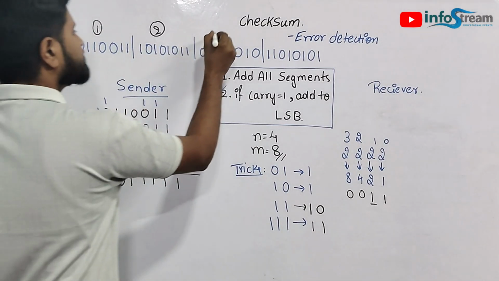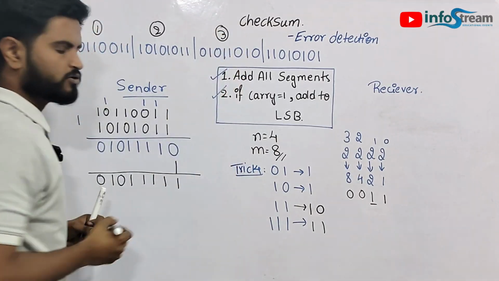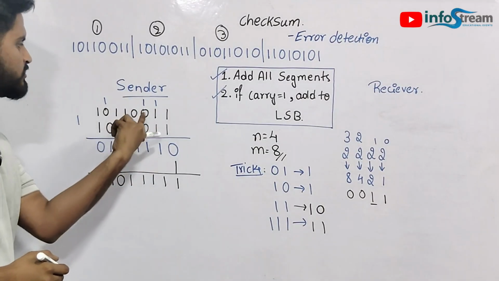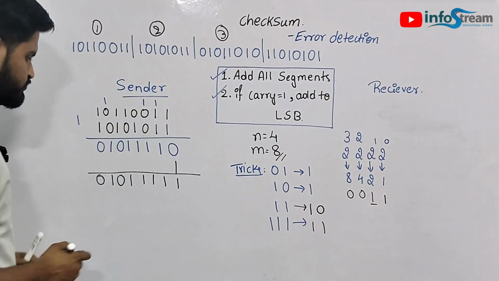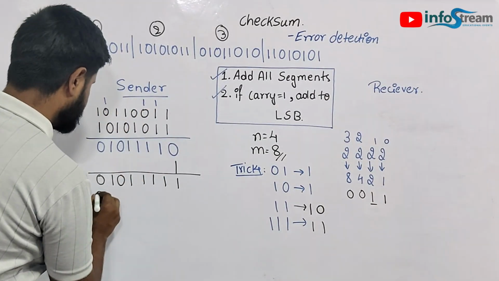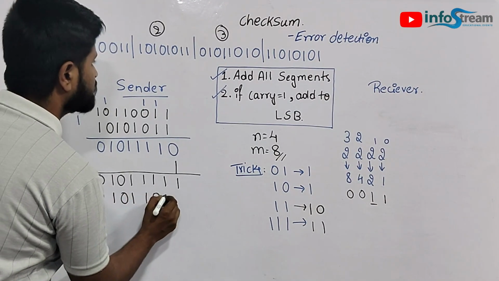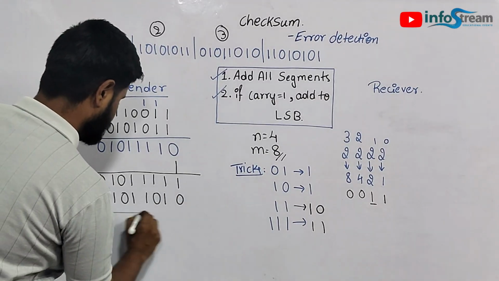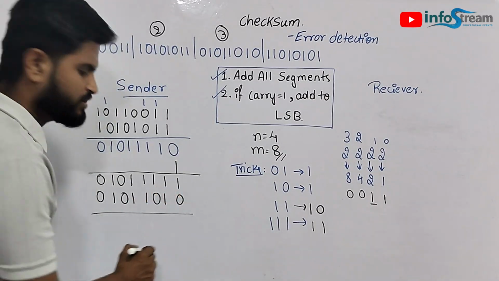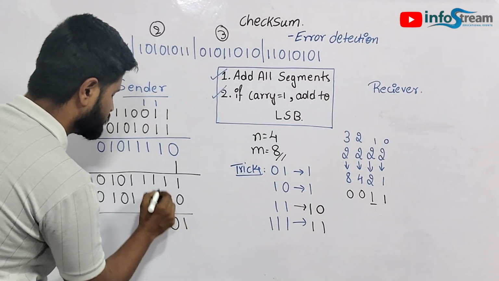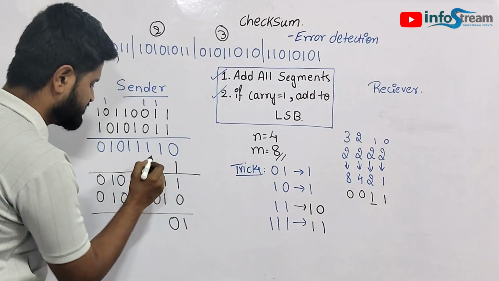Now let's add the third segment, or you can call it the third frame, for the answer which we got while adding the first two. So what is the third one? 0, 1, 0, 1, 1, 0, 1, 0. Now if you add it, 1 plus 0 will be 1. 1 plus 1 will be 2. I will represent 2. 0 will be the sum and 1 will be the carry.